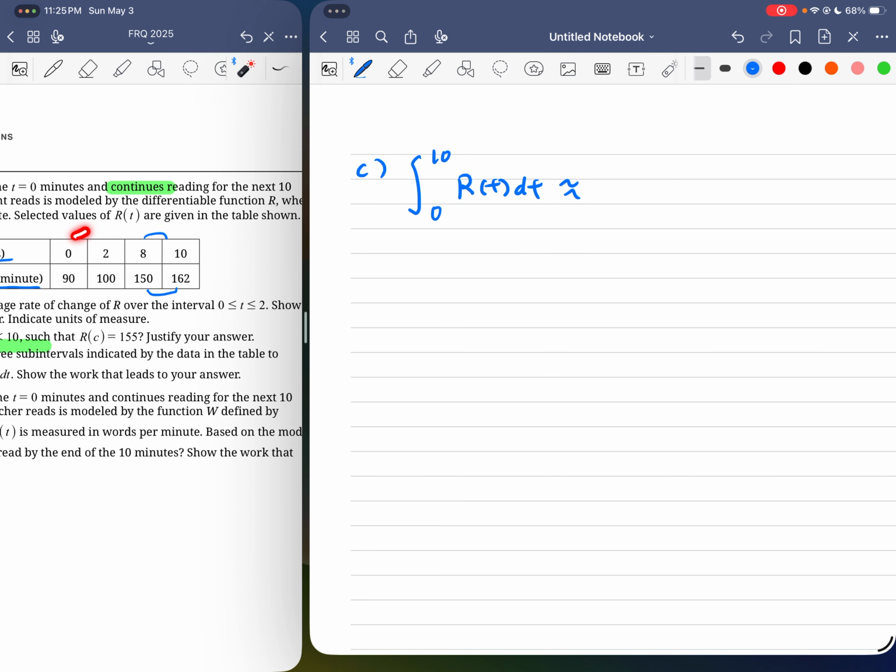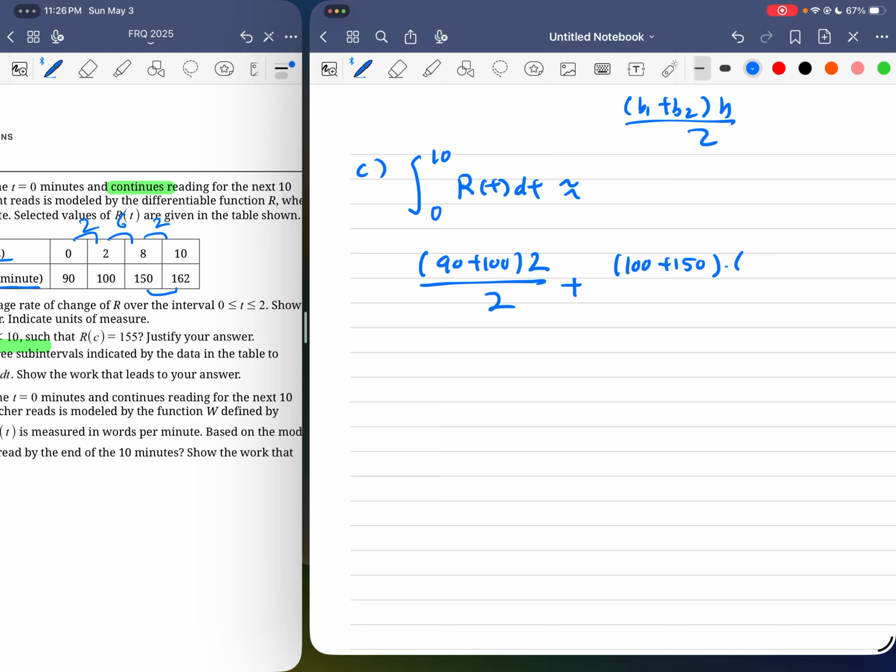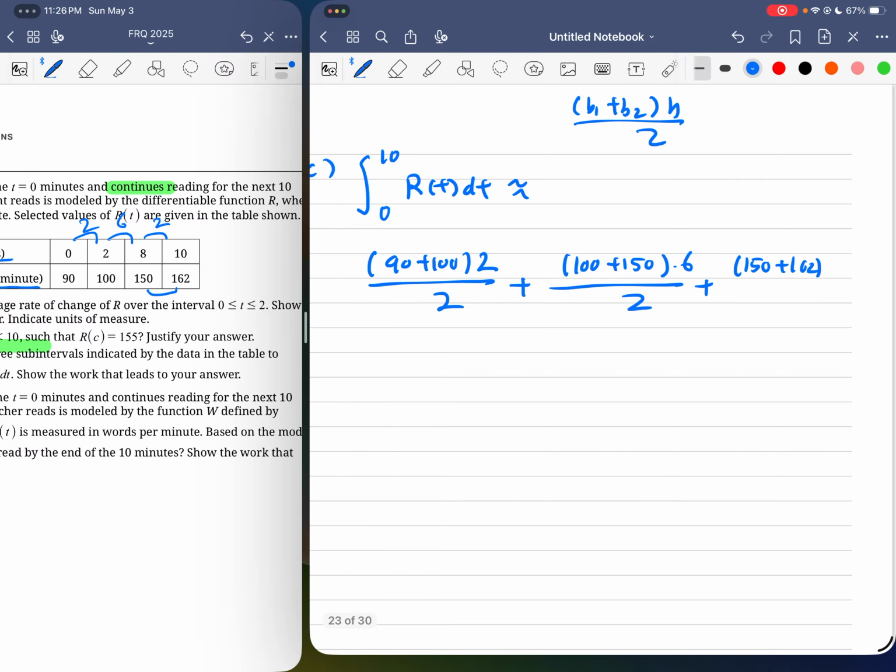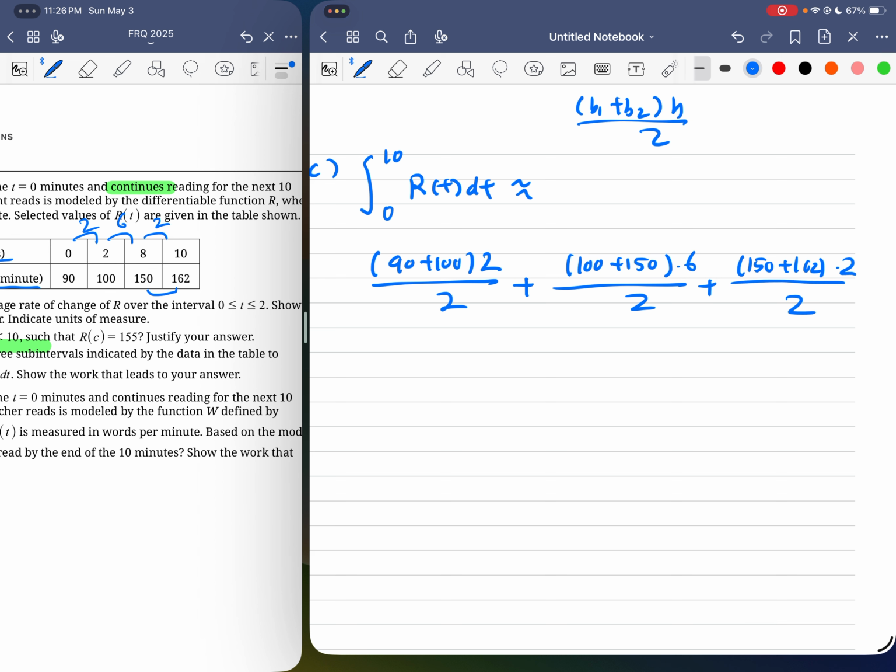Here to here is 2. Here to here is 6. Here to here is another 2. And for trapezoids, we have to use both bases. Keep that in mind. The trapezoid area is B1 plus B2 times the height, divided by 2. So I'm going to put 90 plus 100 times 2 over 2, plus 100 plus 150 times 6 over 2, plus 150 plus 162 times 2 over 2.